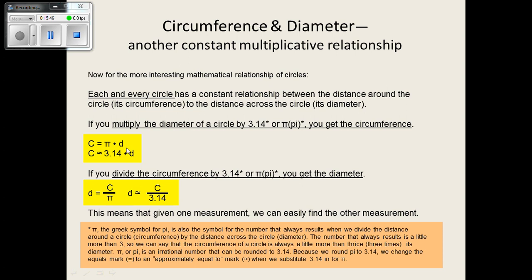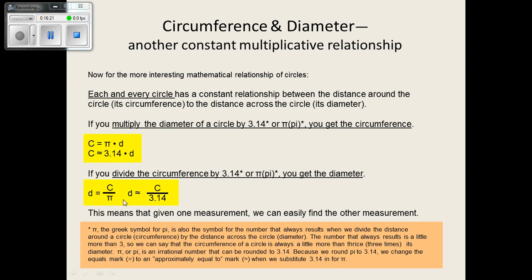Now the inverse relationship. If we're working from the other direction, if we divide the circumference by pi, we'll get the diameter. So that equation is here. The diameter is exactly equal to the circumference divided by pi. And when we replace pi with 3.14, or we substitute in, then we change that to approximately equal to, and the equation we have is d is approximately equal to the circumference divided by 3.14.